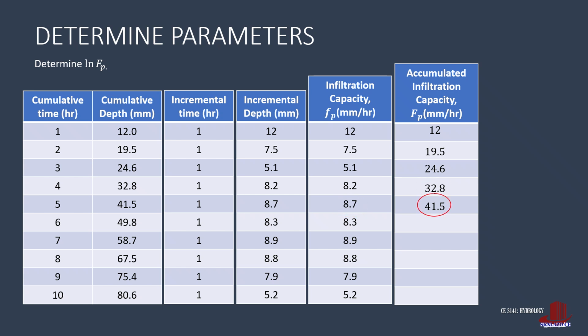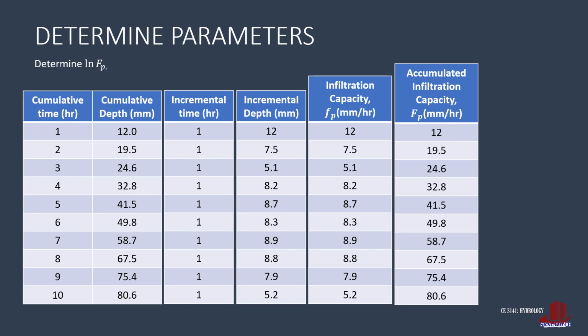The next to add is 8.3, which is 49.8. And place 8.9, giving 58.7. Then add 8.8 to have 67.5 plus 7.9 to get 75.4. Then lastly, add 5.2 to get 80.6. This is the completed cumulative infiltration capacity.